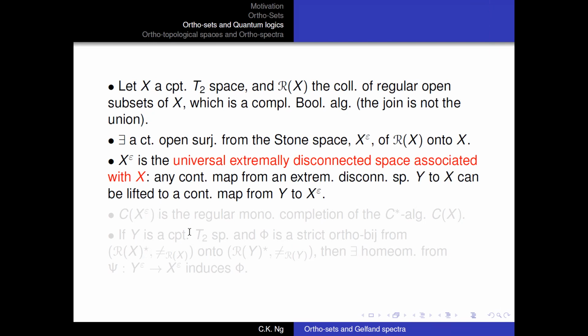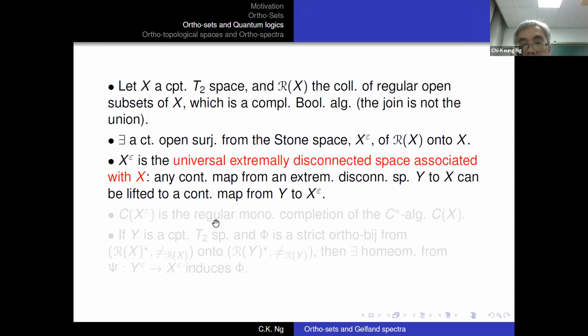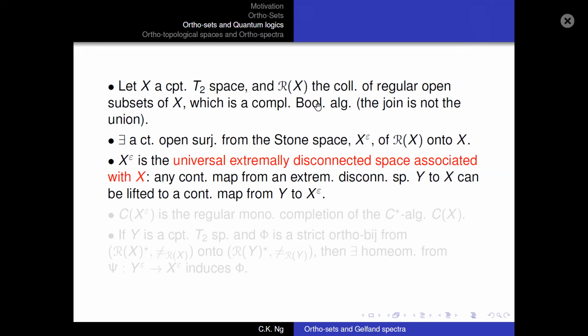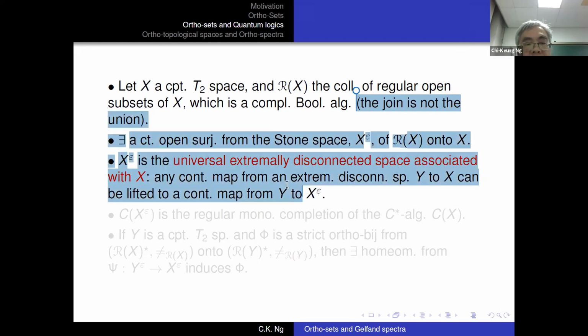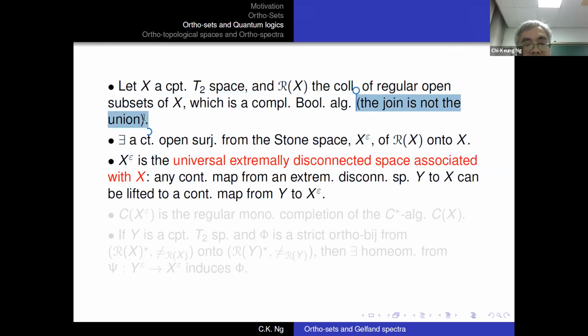Yeah, this is, yeah, you can. The union, the join is not the usual join. You need a special way to define the join. It is in the book, it is a book result. You can find it in the book.